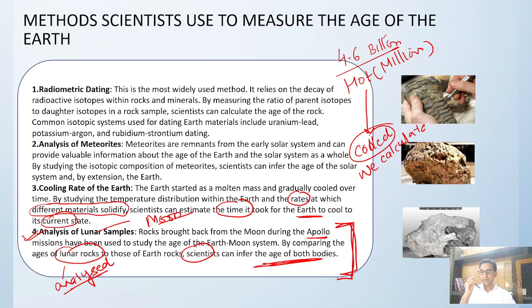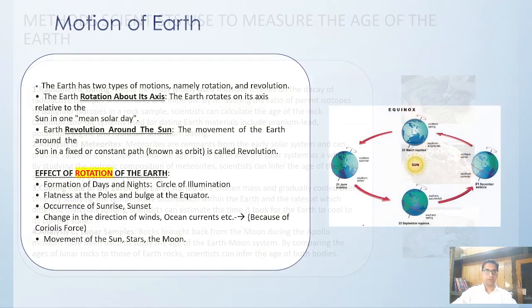It is thought that the moon is made from the material of the earth, because when earth was in the formation stage, one meteorite collided, and because of that collision, a large amount of material got ejected from the earth's surface, and then it got cooled, and then it got converted into a moon. So that is why analysis of the lunar sample will give insight into the age of the earth, right.